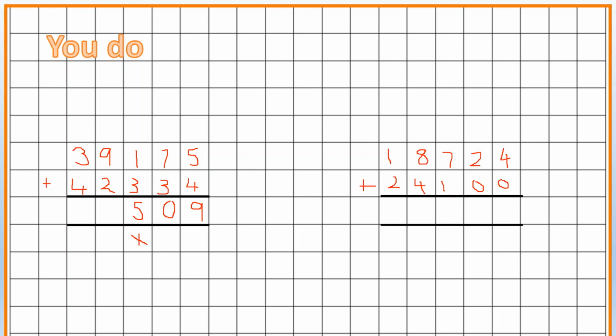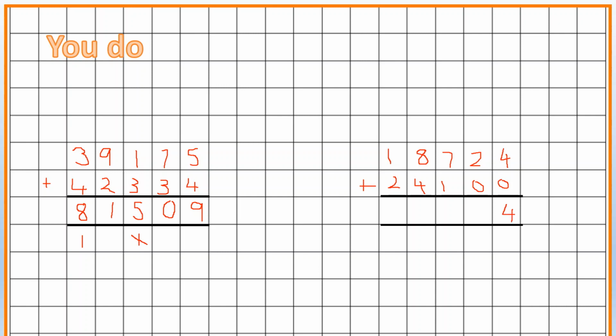Looking at the thousands now, 9,000 added to 2,000 is 11,000. So I need to carry 10,000 here and then the extra 1,000 here, which makes 11,000 altogether. And then the tens of thousands column, 3 tens of thousands added to 4 tens of thousands, add the extra 1 tens of thousands, which is 8 tens of thousands altogether, 81,509.